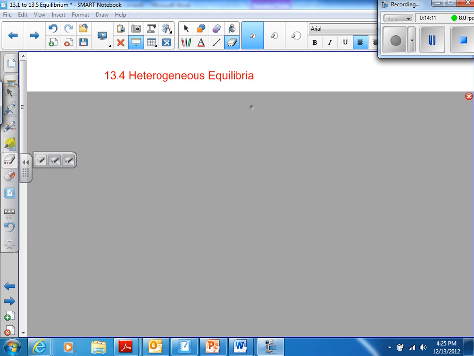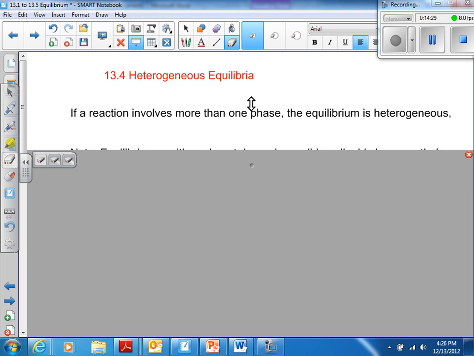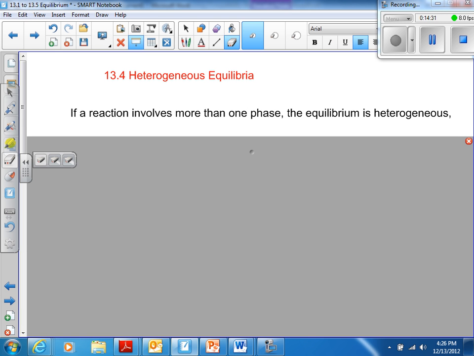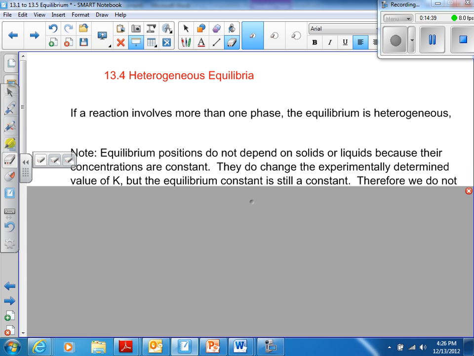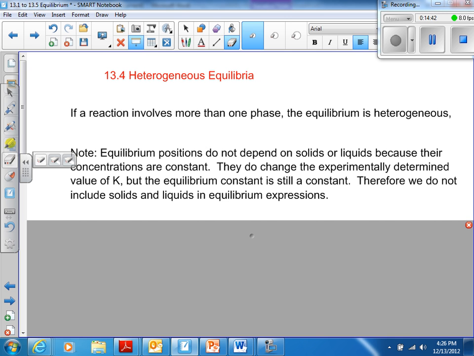On to heterogeneous equilibria. We talked a little bit about homogeneous versus heterogeneous for kinetics. In class, I mentioned a few things. I told you you don't have to memorize anything about it, and even in this, there's nothing to memorize. Heterogeneous just means you have more than one phase. So here we go. If a reaction involves more than one phase, the equilibrium is heterogeneous. Just like kinetics, if the reaction is more than one phase, you have heterogeneous kinetics. Only one phase would be homogeneous, and everything we've been doing so far has been homogeneous.